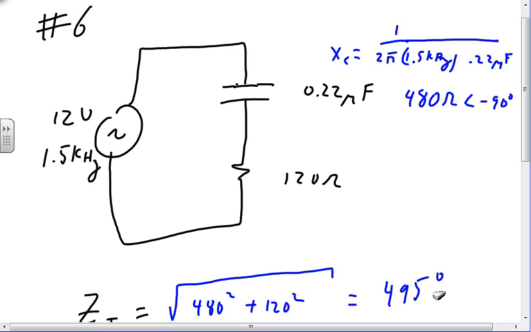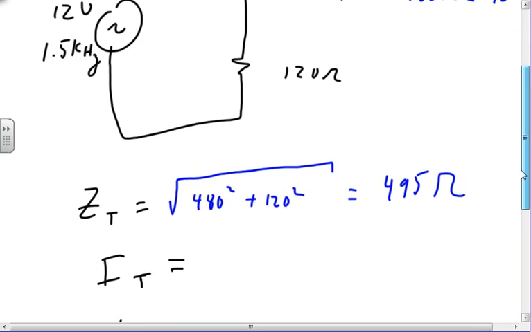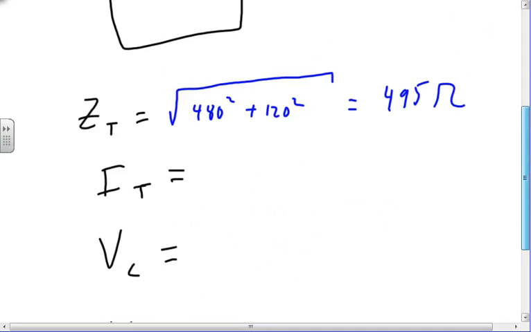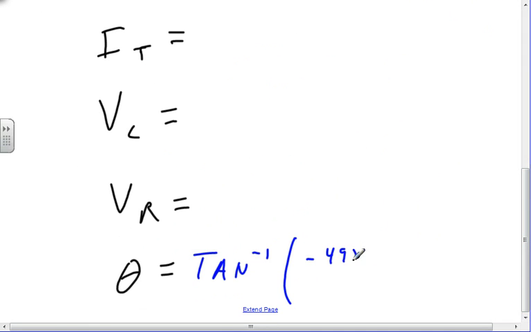Ohms or degrees? Ohms? Why are you complaining? What is the problem in the front row anyway? Can't listen to me. All right, so we're going to find this angle as the arctangent of the minus XC guy, 495 divided by 120. 495 divided by 120 equals, with a negative sign, arctangent. Minus 76 degrees. Is that better?